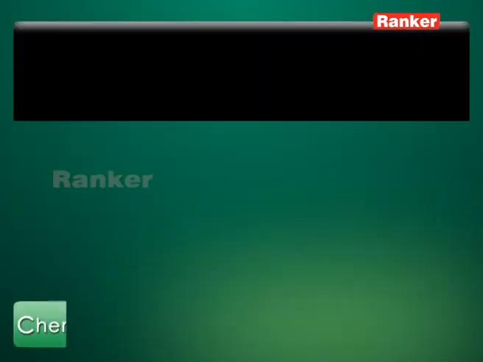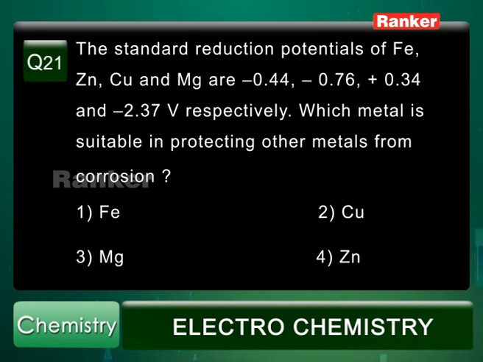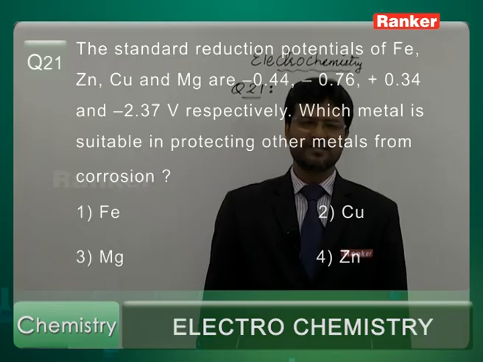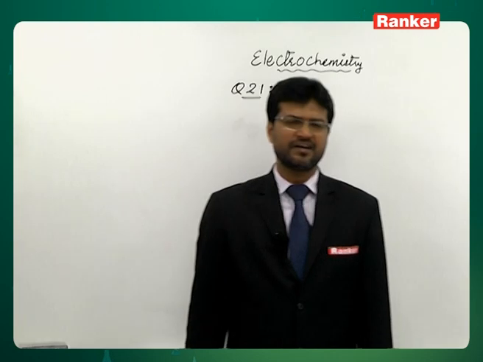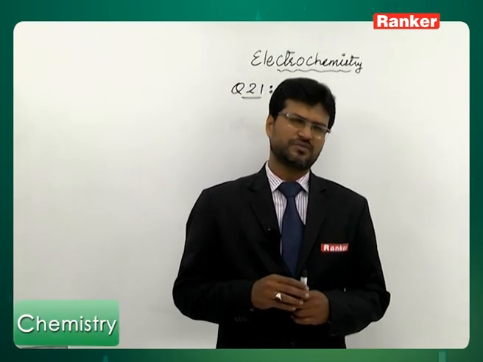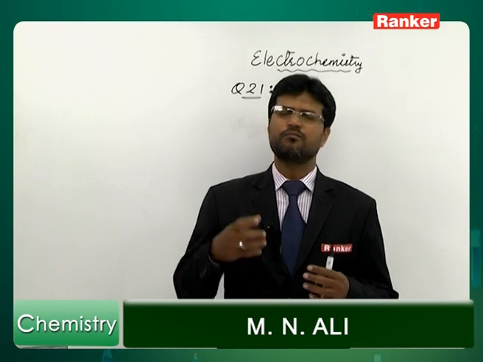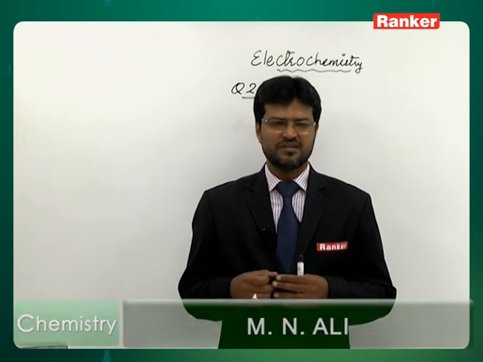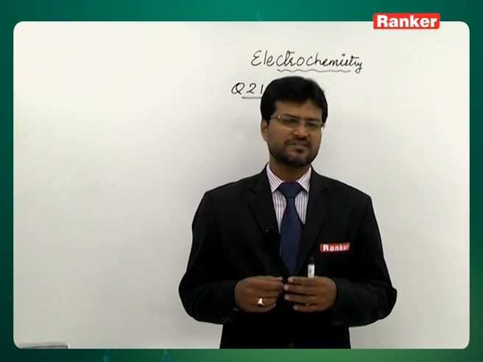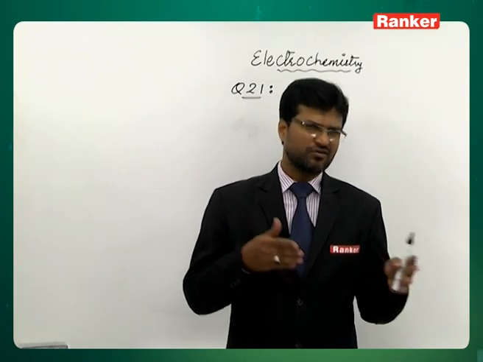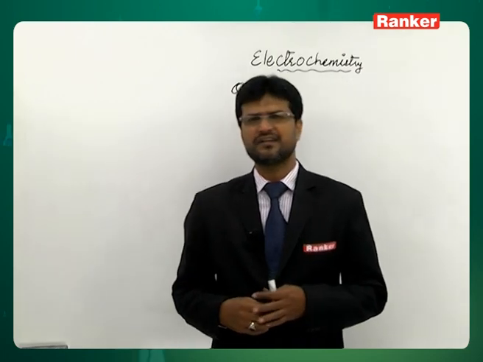Question number 21. The standard reduction potentials of Fe, Zn, Cu and magnesium are given as minus 0.44, minus 0.76, plus 0.34 and minus 2.37 volts respectively. Which metal is suitable in protecting other metals from corrosion? See, the metal which has highest standard oxidation potential or lowest standard reduction potential will be the most efficient in protecting other metals. So you can see magnesium has highest standard oxidation potential. It has lowest standard reduction potential.